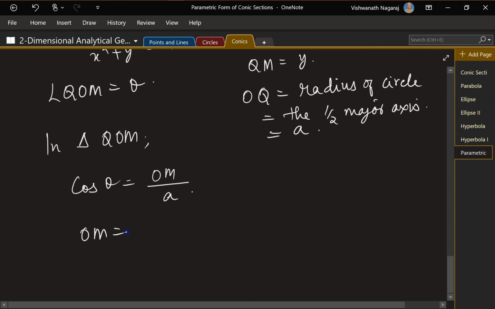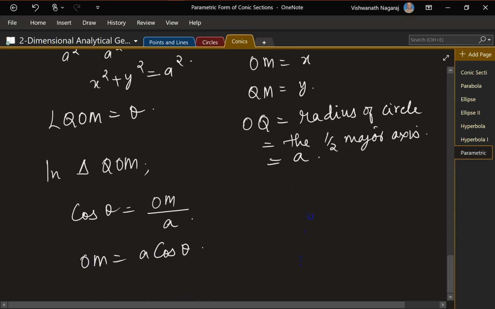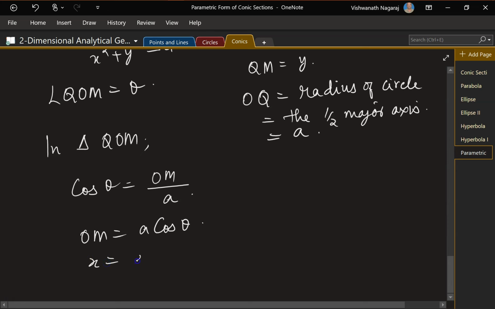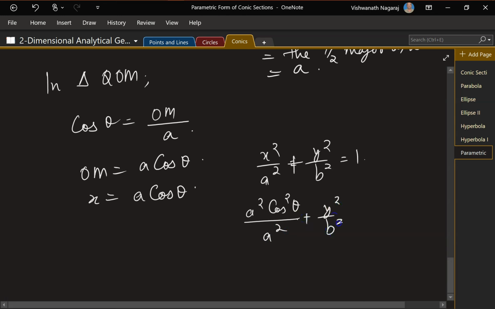So which means OM is equal to A cos theta, and OM is nothing but X. So X is equal to A cos theta. Now that we have X, let's figure out Y by substitution. So we have x square by a square plus y square by b square is equal to 1. A square cos square theta by a square plus y square by b square is equal to 1.